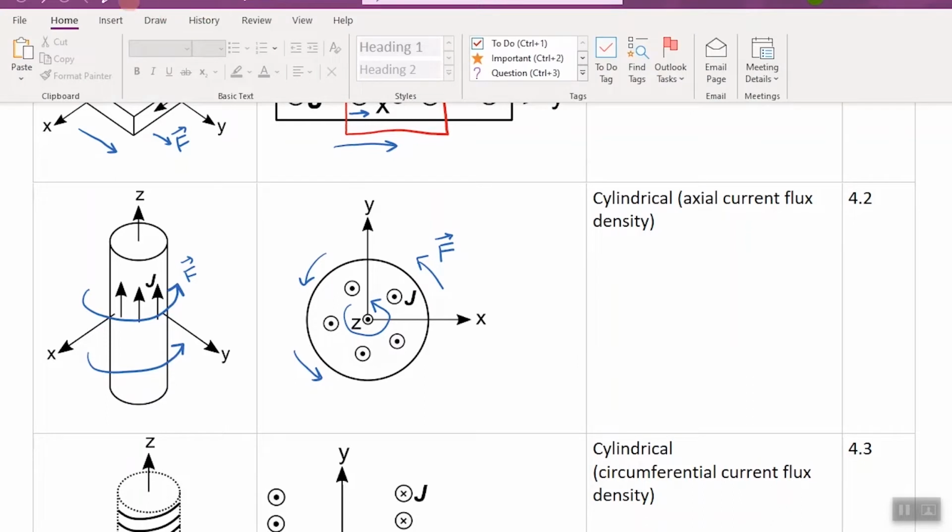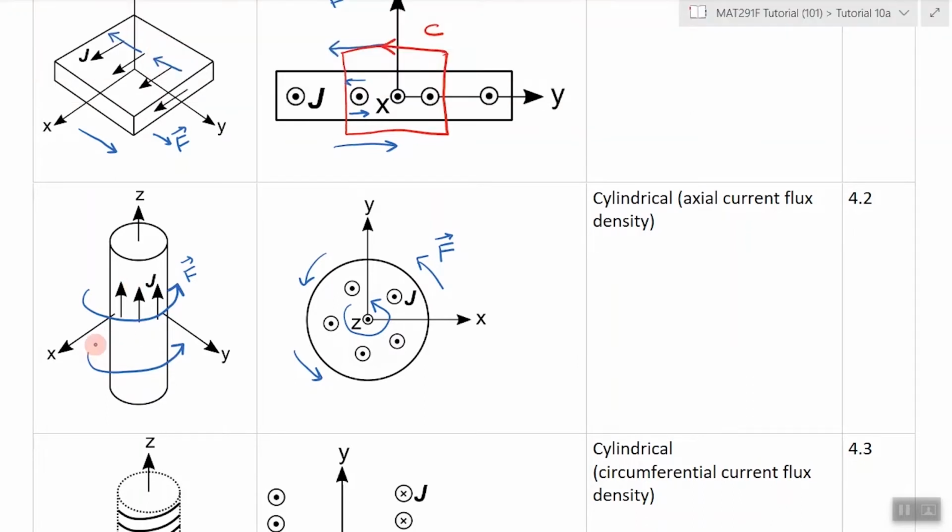A good Amperian contour is, again, the one that captures the current density. So it would be a circle in this case. In this case, the symmetry is cylindrical because nothing depends on theta and nothing depends on z. And the only important variable in this case is the distance from the z-axis. And the kind of current that we have here is the axial current flux density.